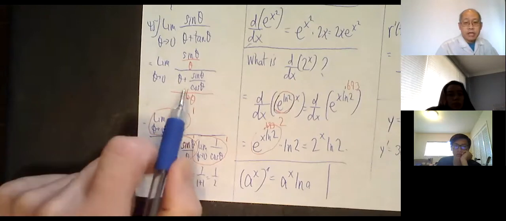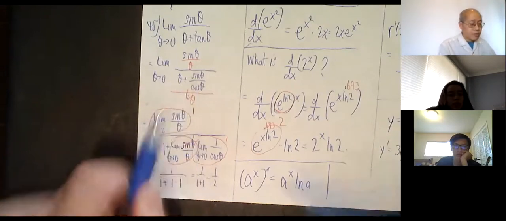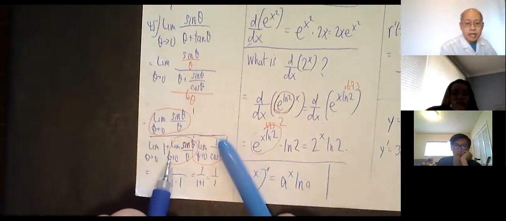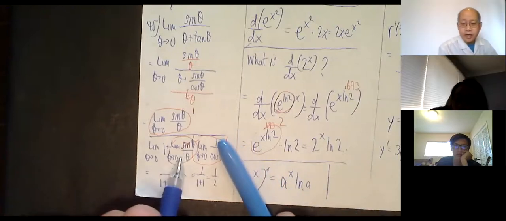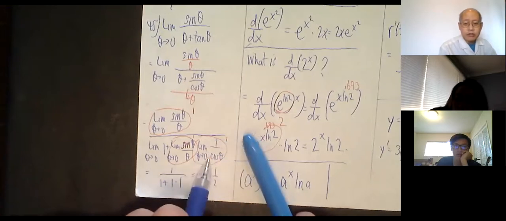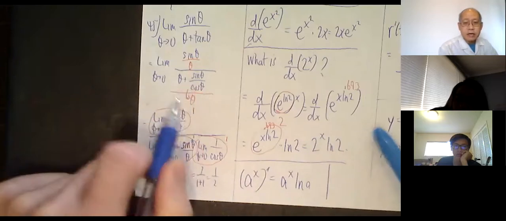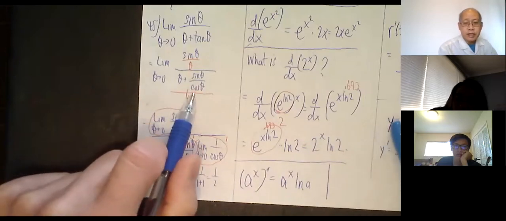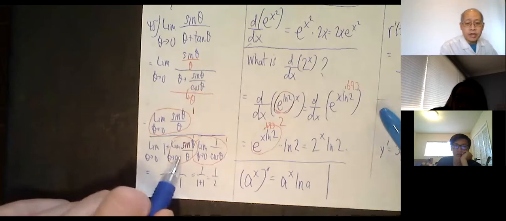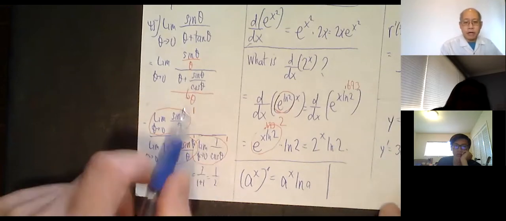All right, so what did we say? We have sine theta over theta cosine theta. I can break that up into the limit as theta approaches 0 of sine theta over theta, times the limit as theta approaches 0 of 1 over cosine theta. So again, this is sine theta over theta cosine theta, and I'm breaking it up into sine theta over theta and 1 over cosine theta. Now I have everything that I want.